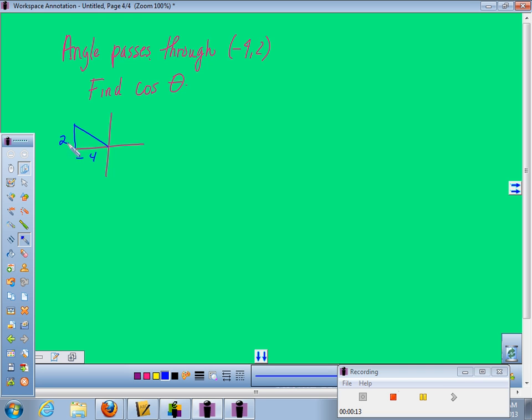I want to find cosine, and we need these all written out to the side so you have them to look at. Cosine is x over r. So in this picture, I know x is... 2? No, it's 4. Yes, x is negative 4, but I have to find r. It's a right triangle, so how do you find r?